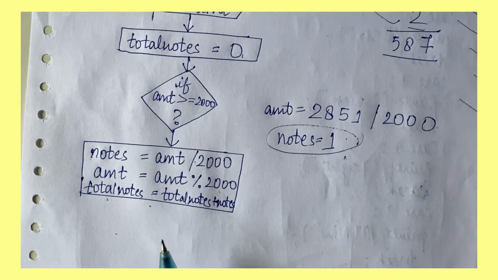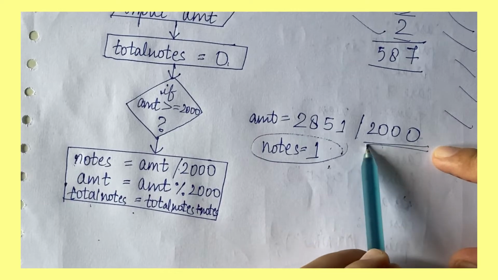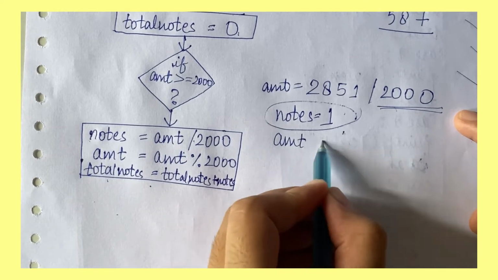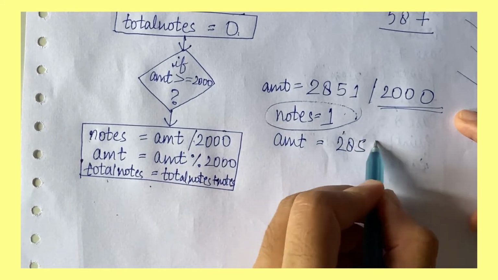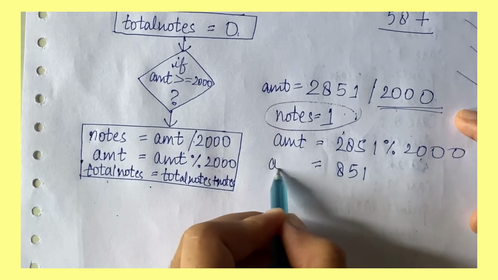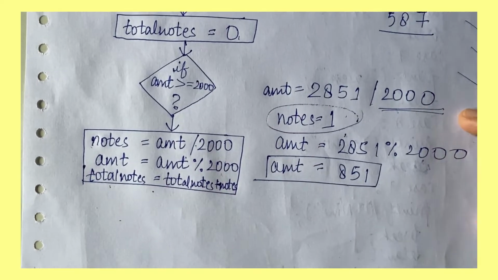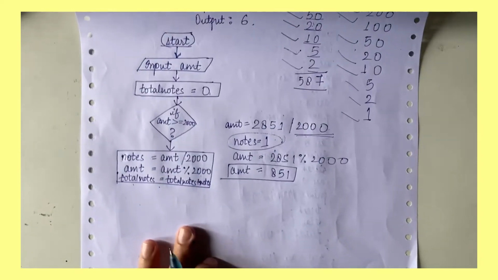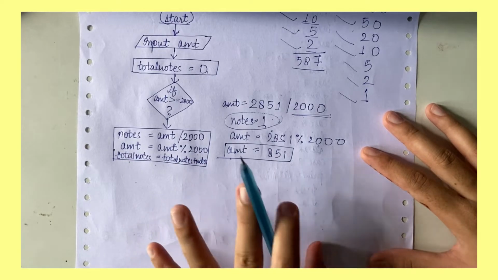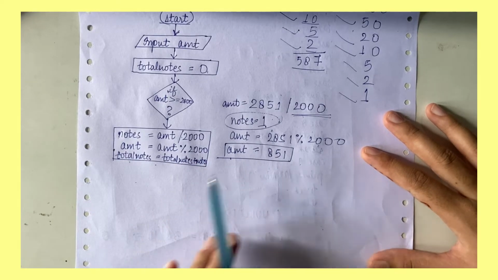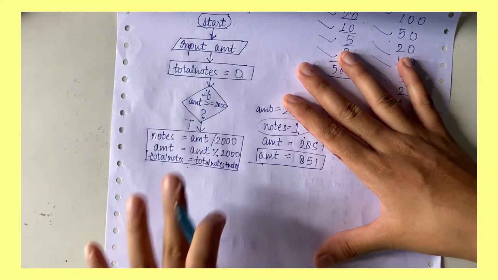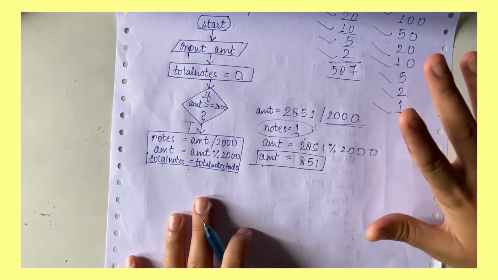And what will be the remaining amount? We've already calculated for 2000. So the remaining amount will be amount modulus 2000. 2851 modulus 2000 will give the remainder, that is 851. So now the amount is 851 because we have already calculated for 2000, that is one 2000 rupee note. Then we will calculate for AMT, the remaining amount, that is 851, right? So that's why we are implementing this logic. After this, if this condition is true, we'll get here if the amount is greater than 2000.